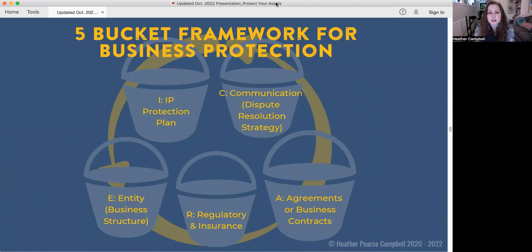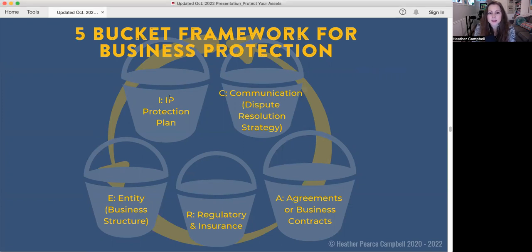Now, if you'll notice, this is called my 5-bucket framework for business protection. And my goal was really to come up with a way that people could attempt to learn how to organize. So if you've got the download sheet, and I'm just going to open it up in this other window. Again, it's going to be on a link close to this video. You'll see that it's called the Quick Start Guide, the Business Builder 5-bucket framework. But the acronym is I CARE.